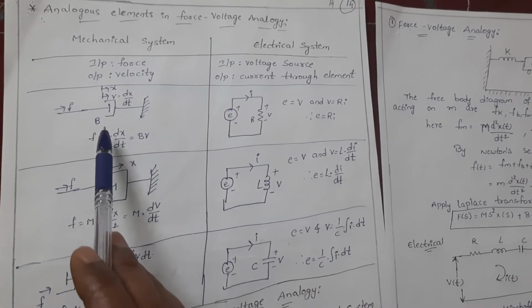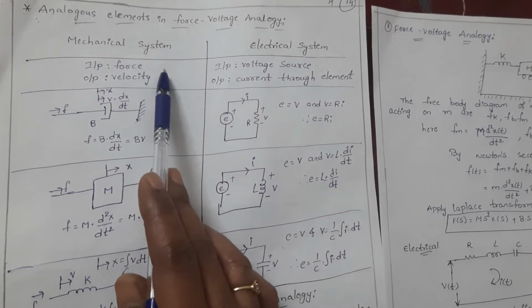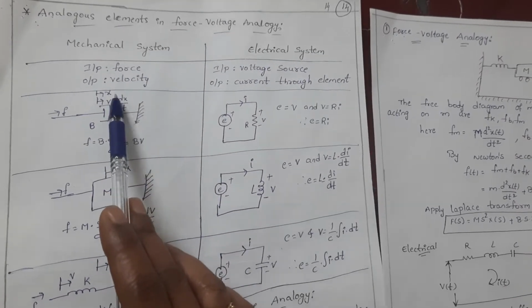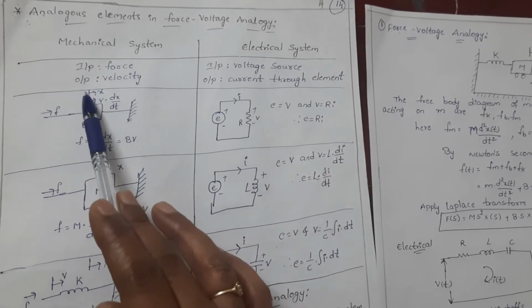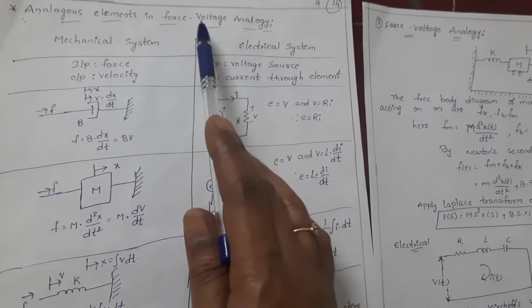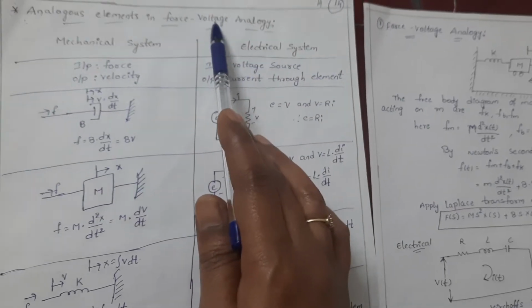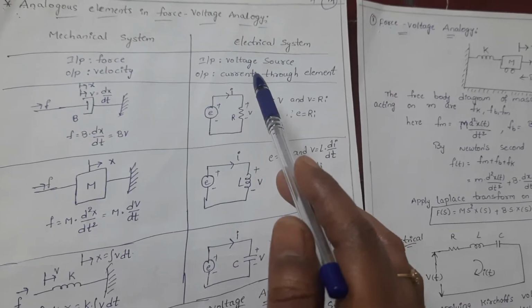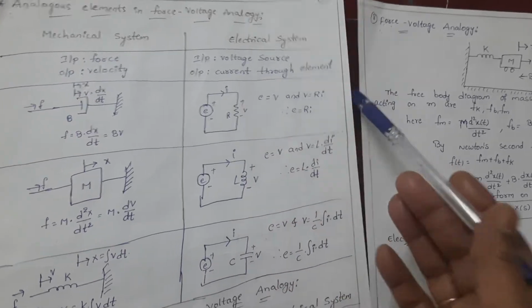See, if dashpot B is there. Anyway, in mechanical system, force is the input, velocity is the output. You should know this point. Force is input, velocity is output. And in electrical system, as it is a voltage source, voltage is the input and current is the output.